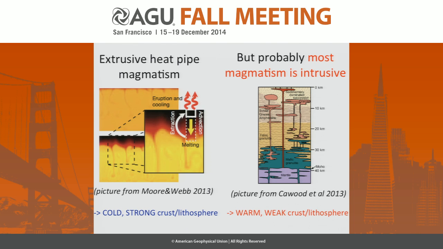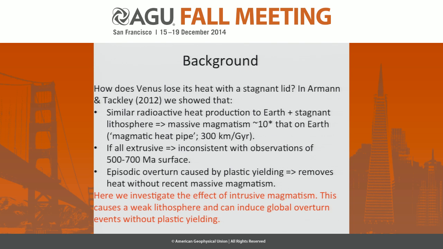But on Earth, most of the magmatism is not extrusive. It's intrusive. Maybe about 90% of the magmatism in Earth's crust and lithosphere is intrusive. When you think about this, we're injecting hot magma into the crust and lithosphere, and this will have the effect of warming the lithosphere up, leading to a warm and therefore weak crust and lithosphere, if this is happening a lot. So the latest models that we're running include intrusive magmatism instead of extrusive magmatism, or some mixture of the two.